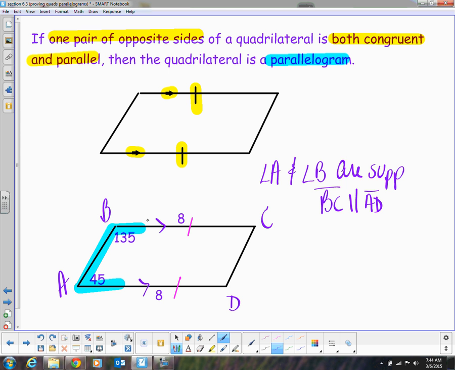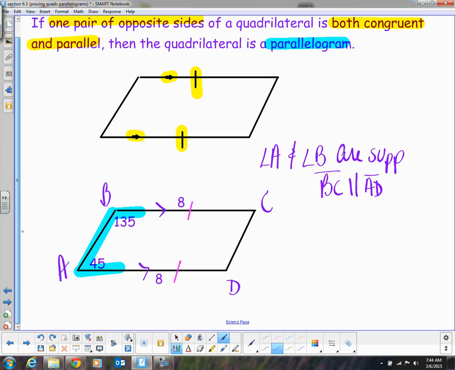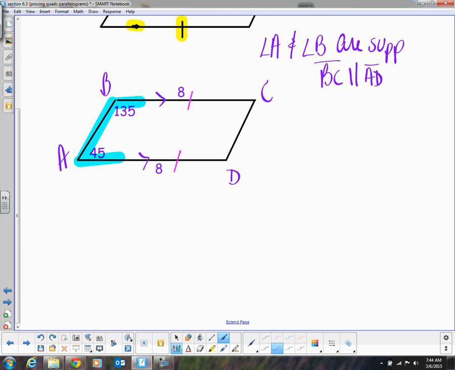So I think they're going to give you diagrams that are marked, and you have to figure out which one of these 5 will allow you to say that you've got a parallelogram. So this is working backwards.